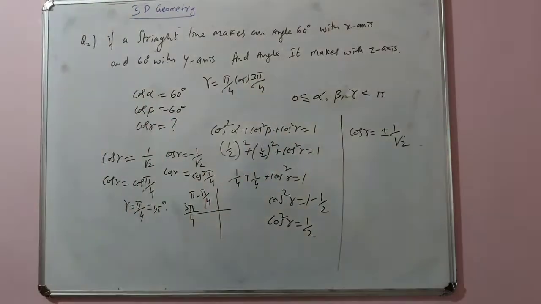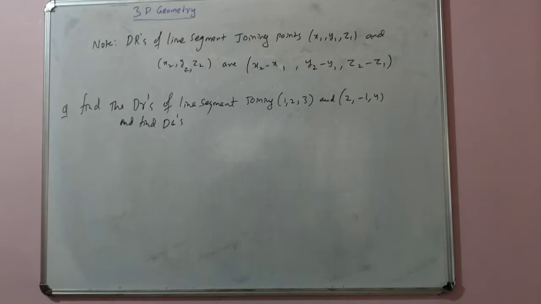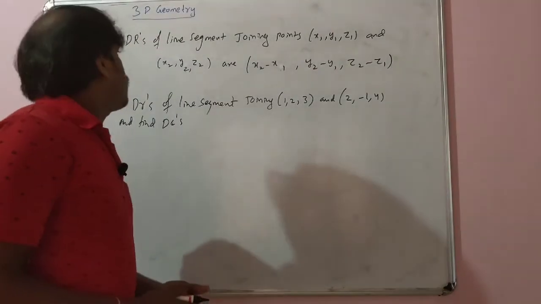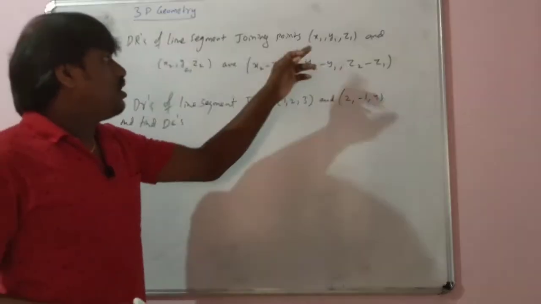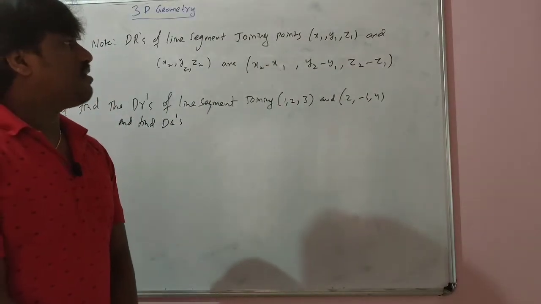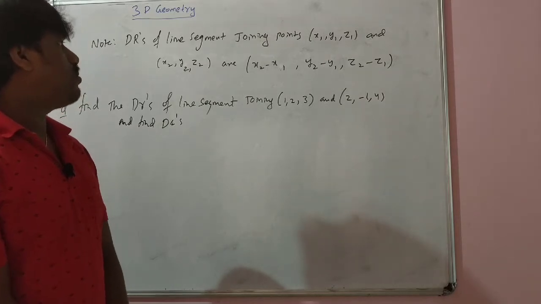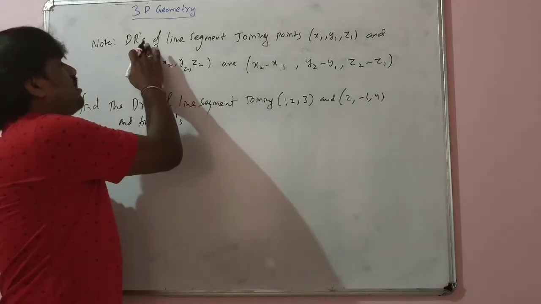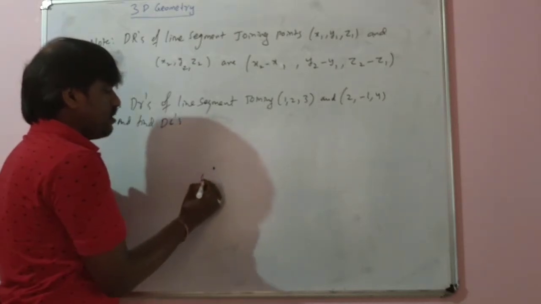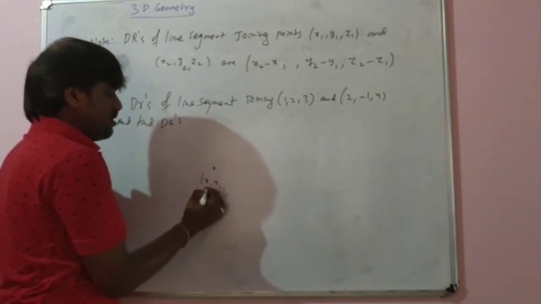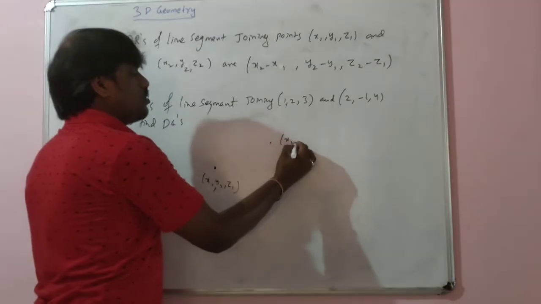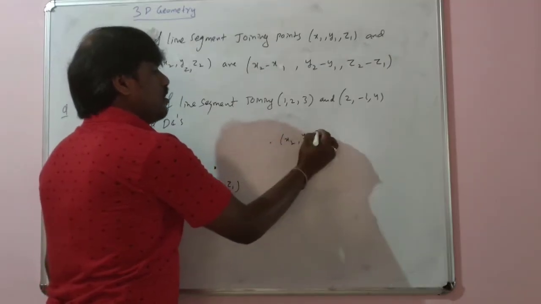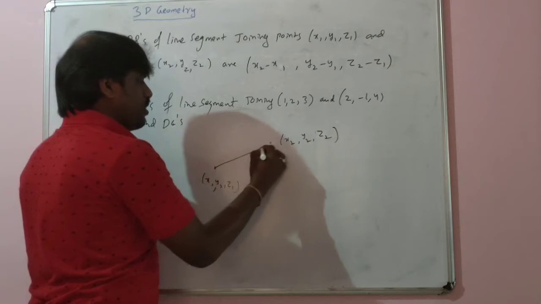Let us go for the next question. Let us see one more question here. Concept here: the direction ratios of a line segment joining the points x1, y1, z1 and x2, y2, z2. Suppose there are 2 points, one is x1, y1, z1 and another is x2, y2, z2. If you join these 2 points, then you get a vector.